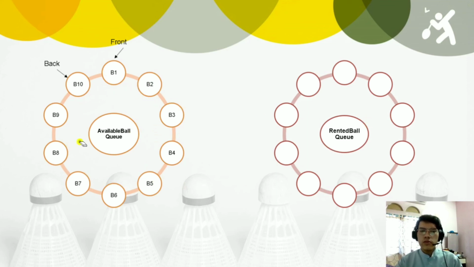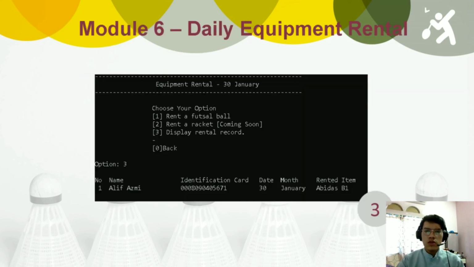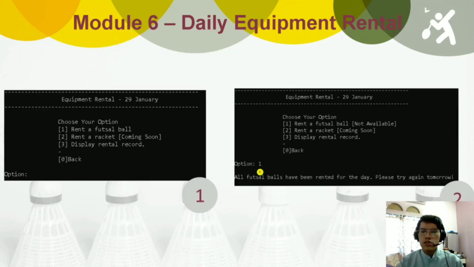The first queue is for the available ball. Whenever a customer rents a ball, the queue will dequeue the front of the list into the rented ball. So this will no longer be the front. B2 will be the front, and the rented ball will NQ the B1. So this will be the front and the back. This will repeat every time a customer rents a ball until it's empty. Whenever the list is empty, it will show this screen where all balls have been rented for the day. Please try again tomorrow.